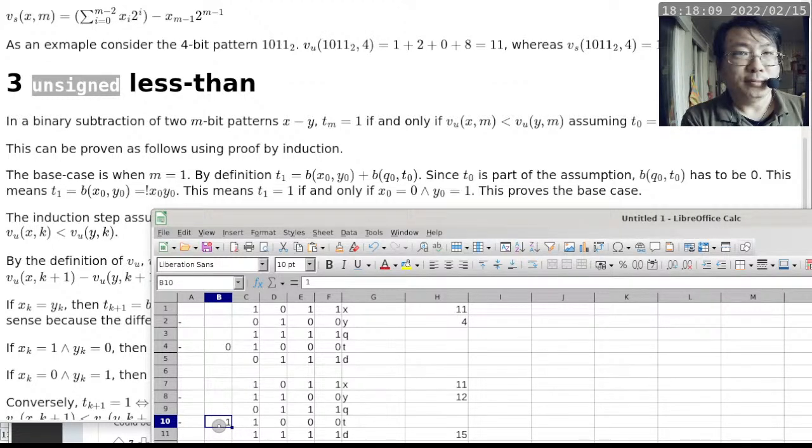All right, cool. Shall we move on to section 4 then?